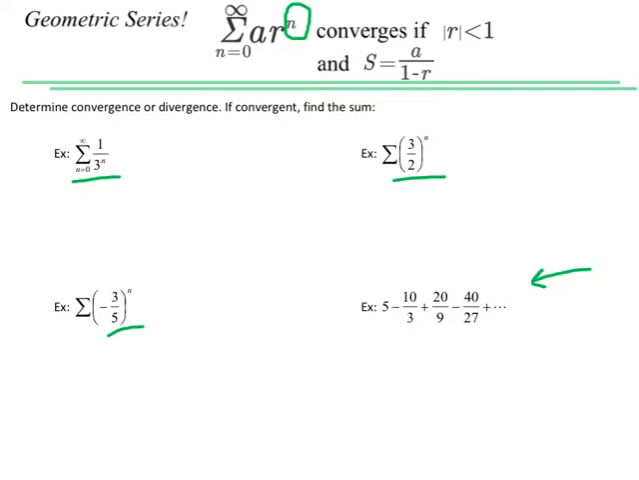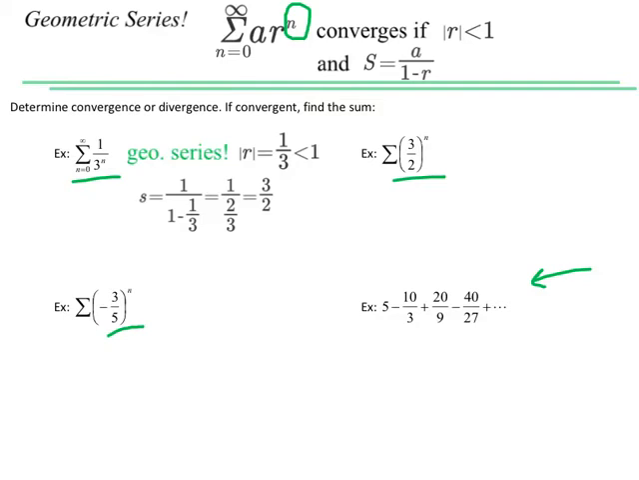So for the first one, the terms would be 1 plus 1/3 plus 1/9 plus 1/27 and so on, meaning r is 1/3. Okay, so first one, geometric series, absolute value of r is 1/3, which is less than 1. The first term, if you plug in n equals 0, you get 1. So the sum is a over 1 minus r, which is 1 over 1 minus 1/3, or 1 over 2/3, or 3/2.